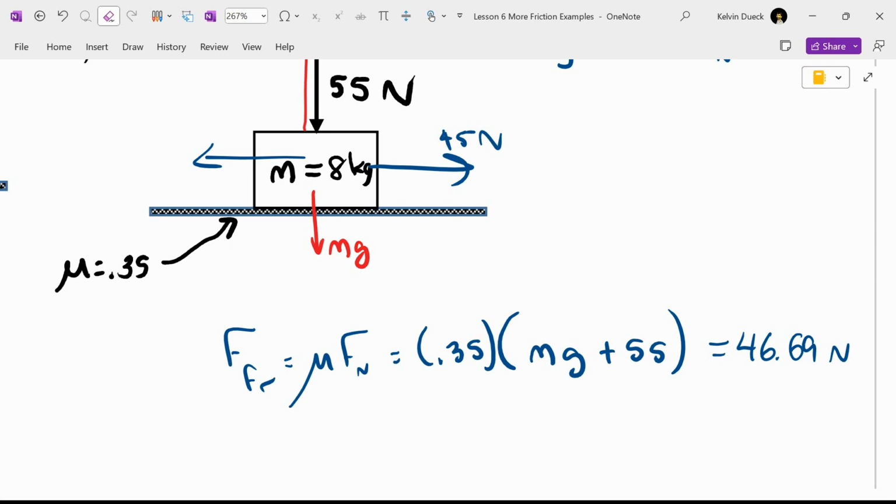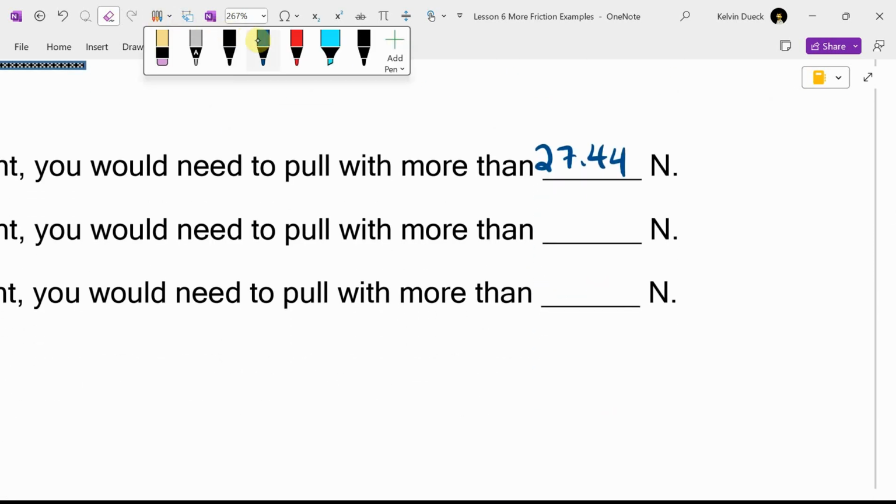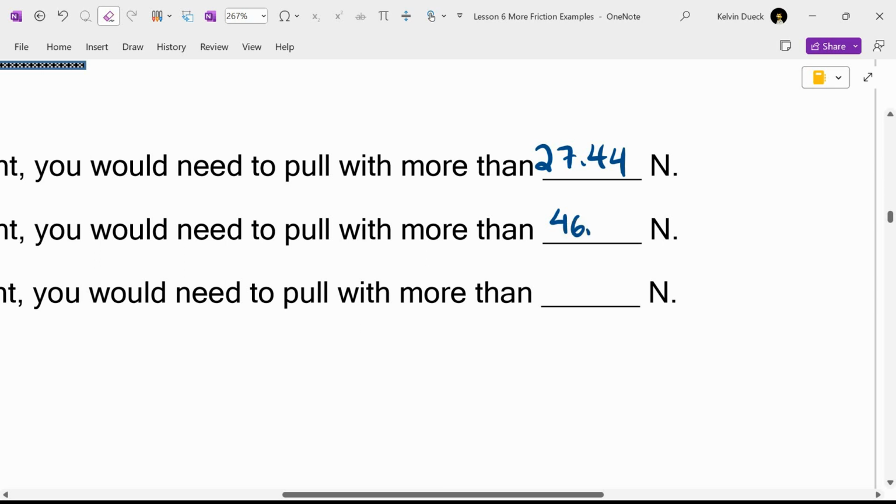Now, you would probably be able to tell that it was just about ready to slide. You could feel, okay, this thing is ready to go. What if I pull with 46.7 newtons? Now it will accelerate because we're bigger than the biggest friction can be. So in the bottom of the page, let's erase all this because we didn't make that part of our free body diagram. It says you would need to pull with more than what? 46.69 newtons.